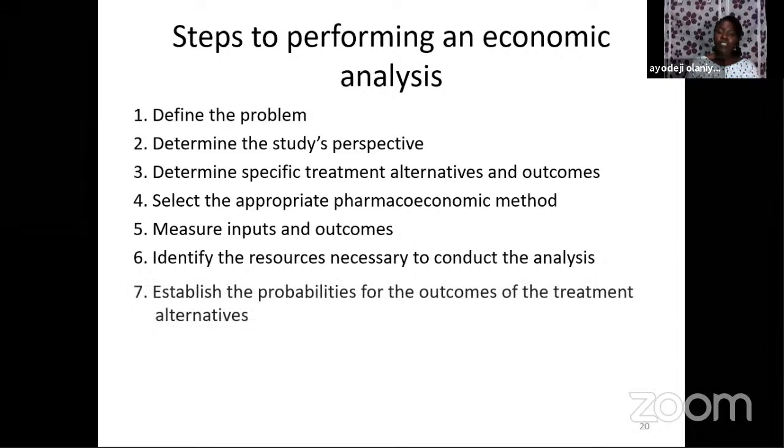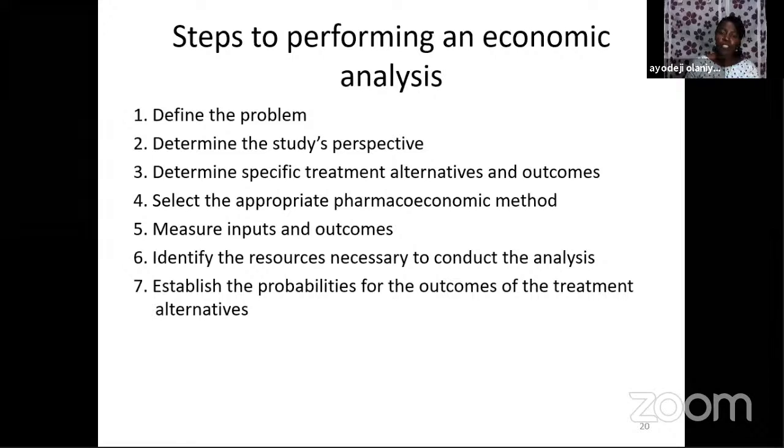Then you establish the probabilities for the outcome of the treatment alternative. By probabilities, I mean the chances of success, failure, probabilities of developing side effects, possible probabilities of adherence to medication. There's a need to establish all these probabilities for different alternatives that the clinicians might have chosen.